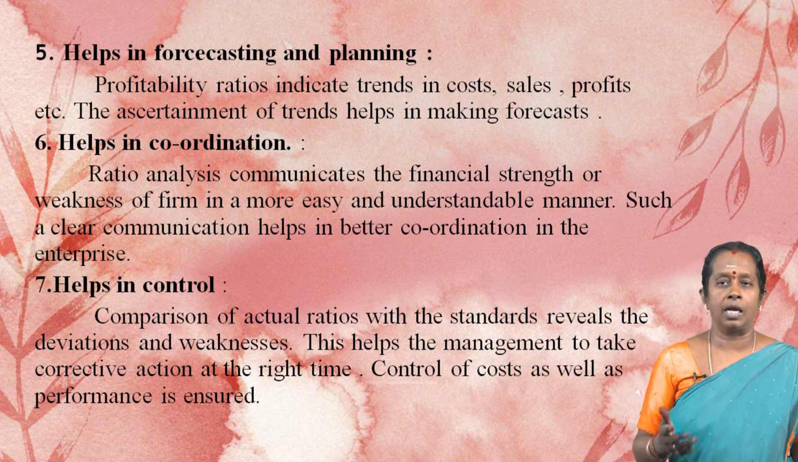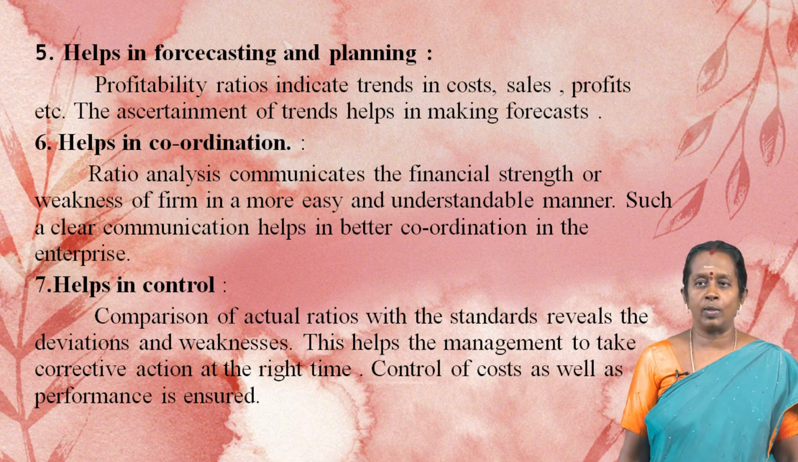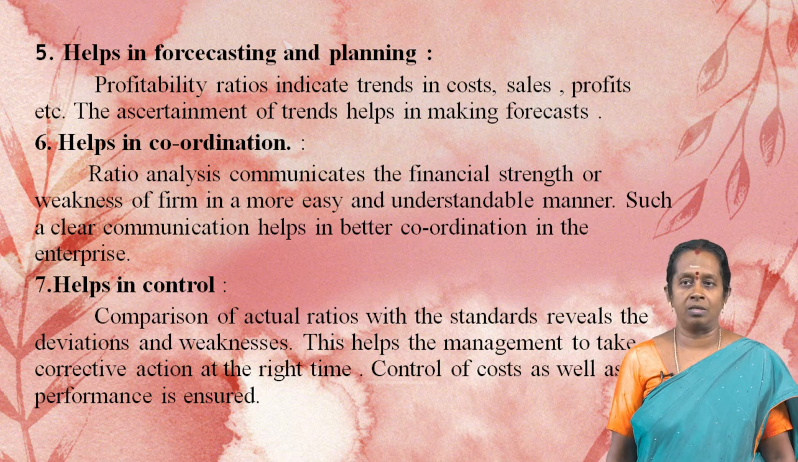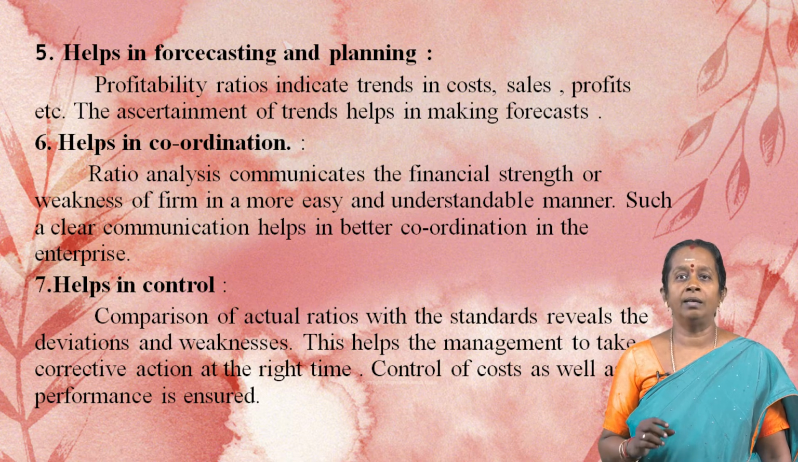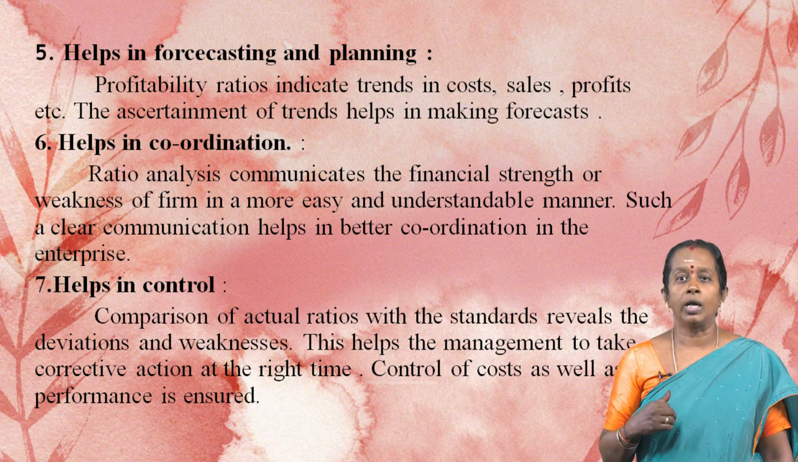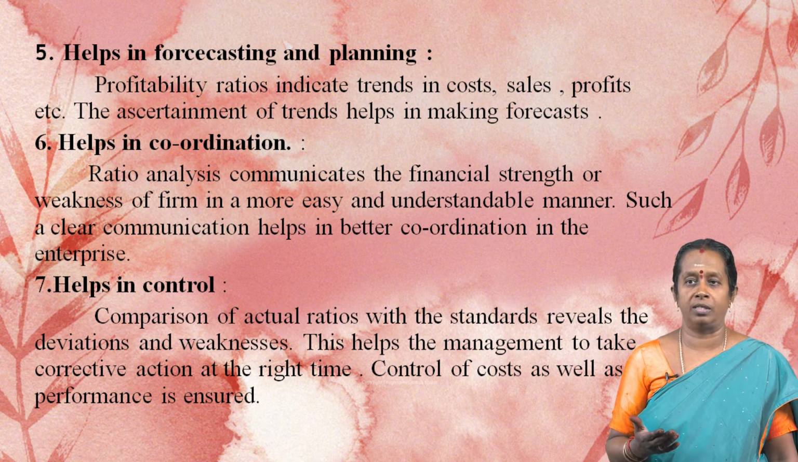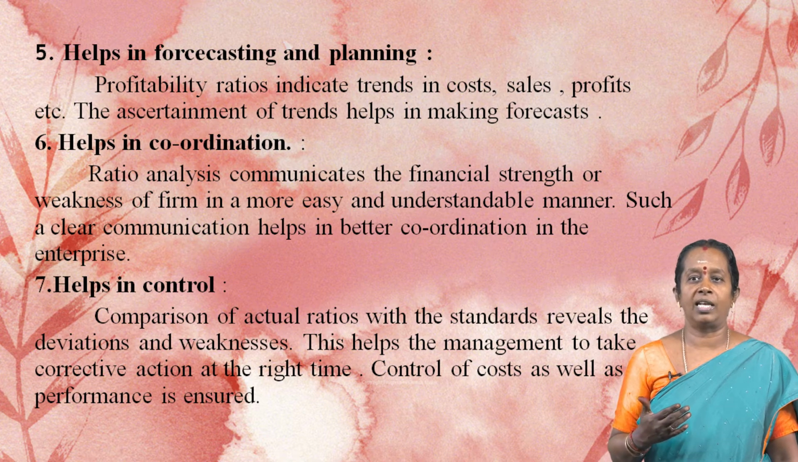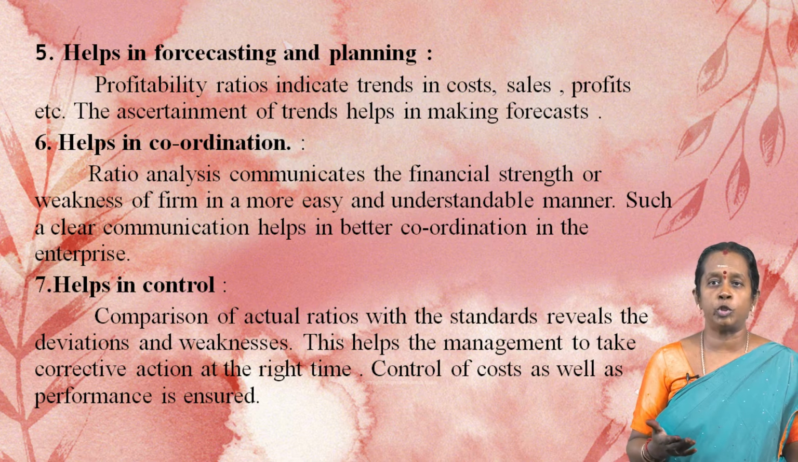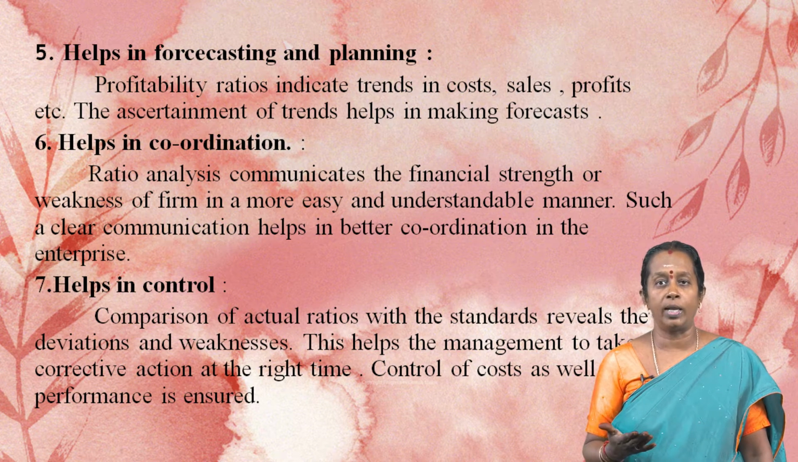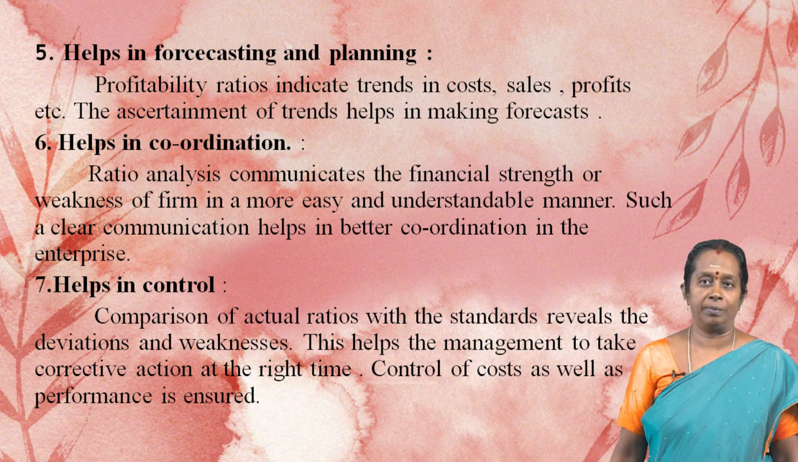Next one is helps in control. Comparison of actual ratios with the standards reveals the deviations and weaknesses. That means it helps the management to take corrective action at the right time, to take up the right step to compete with the competitors or to achieve the target or the goals of the concern. Control of cost as well as performance is also ensured by fixing a standard with reference to controlling the workers of different departments.